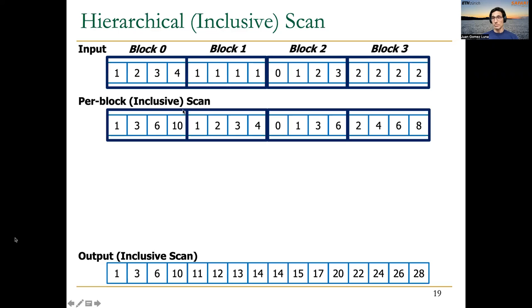It's kind of a segmented scan because the scan operation is divided into several segments. But now, if we compare this per block inclusive scan with the final output of the inclusive scan, one thing we notice is that we calculate the final value in each of the segments by using the last element of the previous segment.